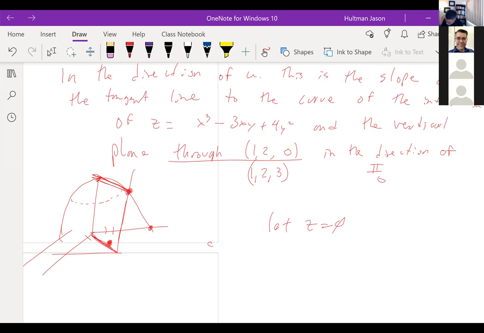So yeah, let z equal 0. Because it's a plane, in the z direction it can be anything, but it's that specific angle that we're looking for, pi over 6.